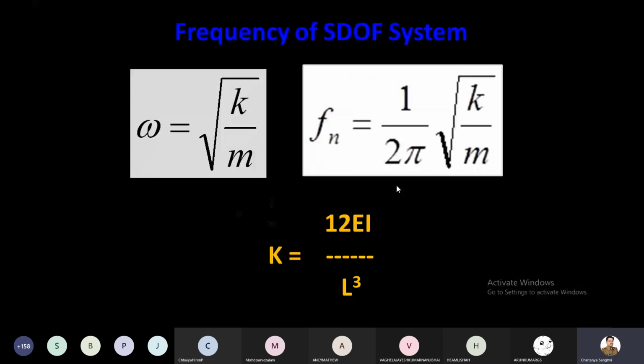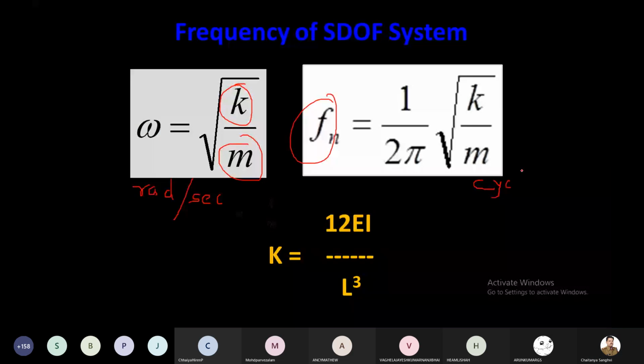So if you want to determine the frequency, what is the frequency? The circular frequency is the square root of k by m. The k is the stiffness, right? m is the mass. So what is the natural frequency? The natural frequency is 1 upon 2 pi times the square root of k by m. The unit of this is radian per second, right? This is radian per second, and the unit of this is cycle per second.